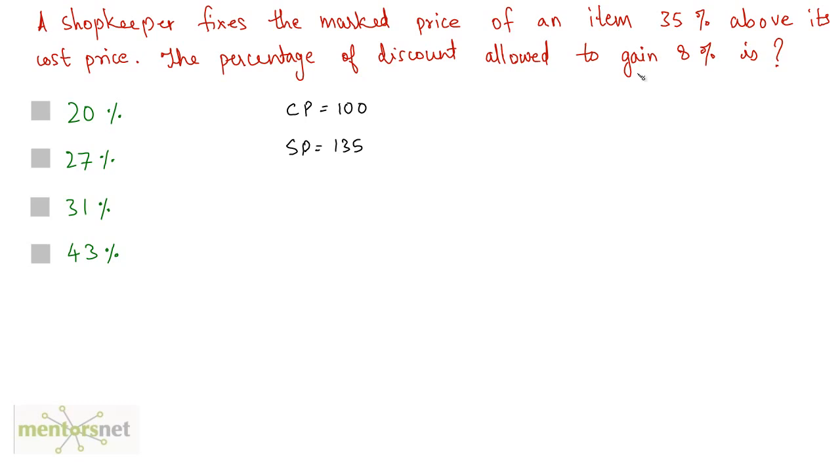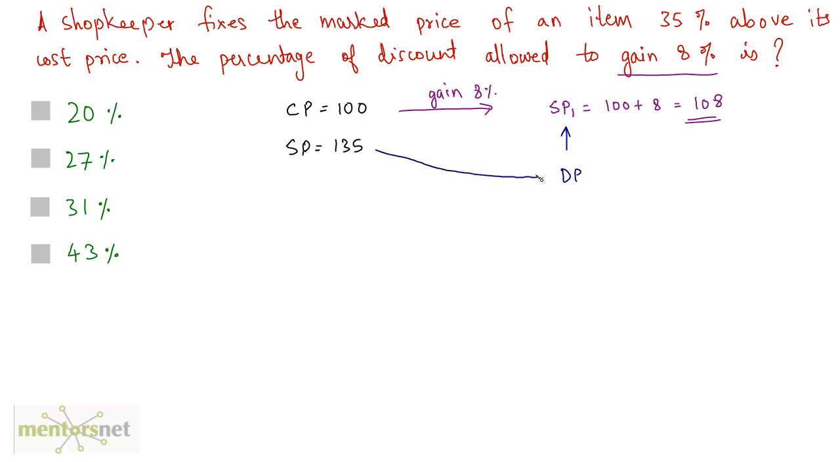Now this shopkeeper wants a gain of 8%. So this is the cost price, and let us say that the new selling price after a gain of 8% is equal to SP1. Now we are gaining 8% on the cost price. So the new selling price will be 100 plus 8, that is 108. But this is basically the discounted price, isn't it? This selling price should be there after you give some percentage of discount on the marked price.